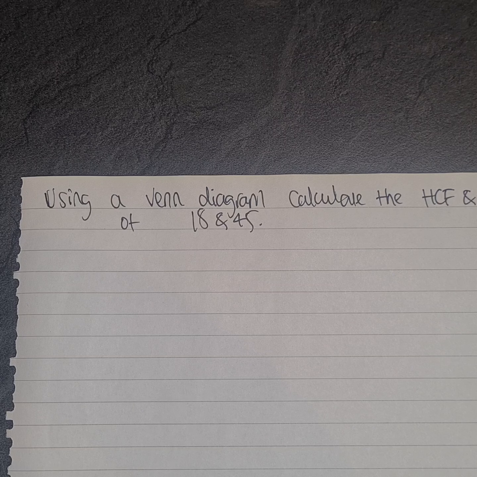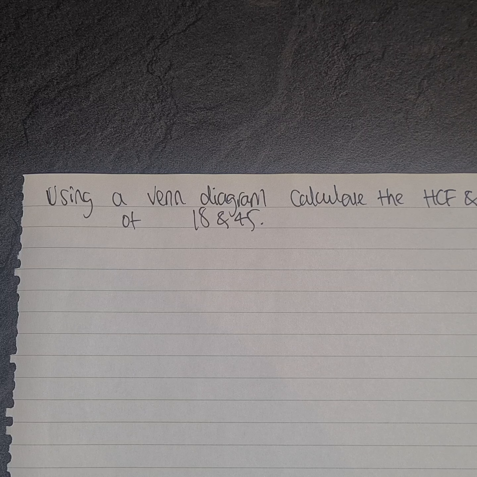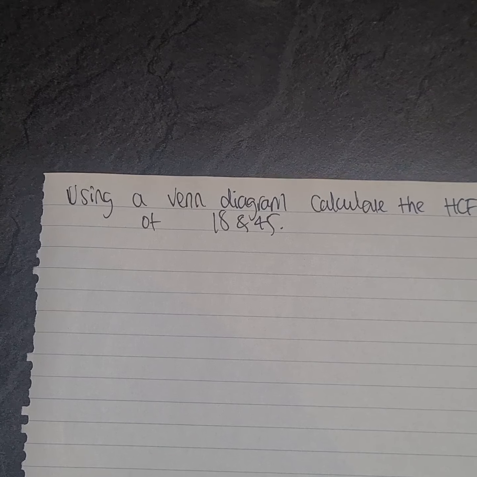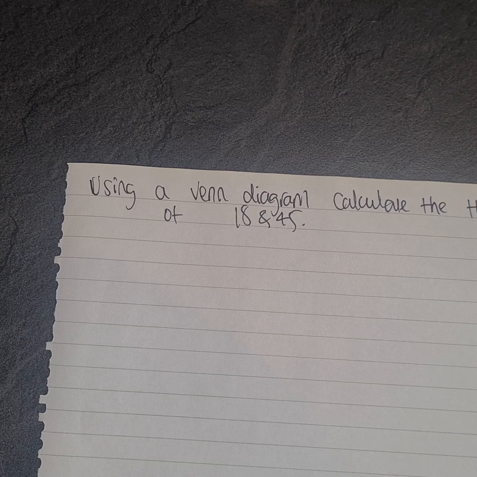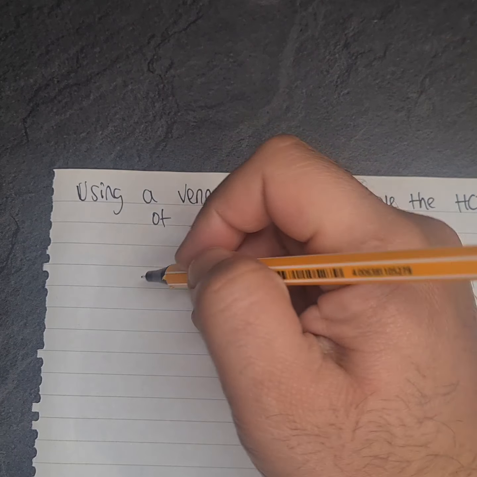So here is our question. Using a Venn diagram to calculate the HCF and LCM of 18 and 45. Okay, so the first thing I would suggest with any type of question that you see like this is to list the prime numbers. A prime number is a number that can only be divided by 1 and itself.